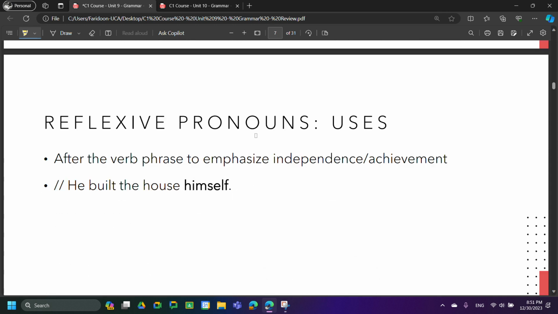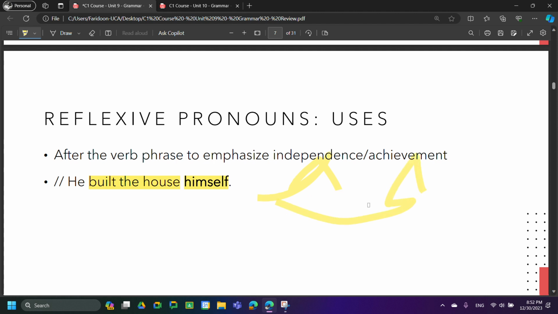Another use: we can use reflexive pronouns after the verb phrase to emphasize independence and achievement. For example, he built the house himself. So "built the house" is your verb phrase, and you have "himself" at the end just to emphasize the fact that he did it alone, stressing his achievement. Okay.